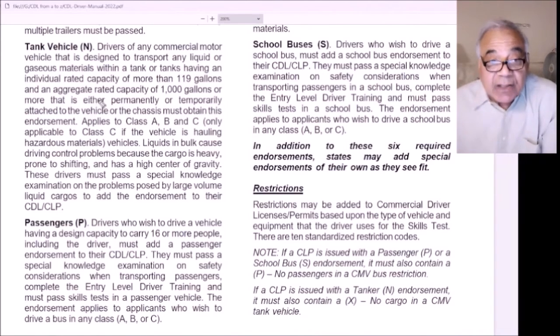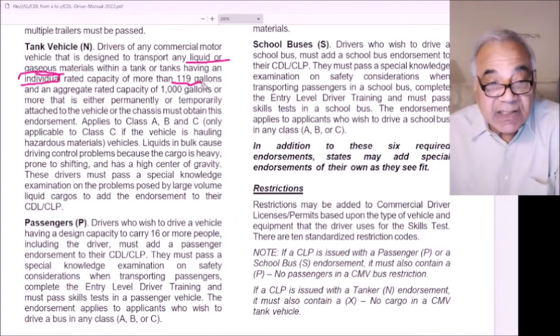To drive a tank, you need to have a written test, not a practical test. You don't have to take a tank to the motor vehicle department to show them how to drive a tank. You have a commercial driver license. You have to take the written test, for transporting liquids, gases, kinds of tanks, 119 gallons, and the aggregate rated capacity, 1,000 gallons or more.